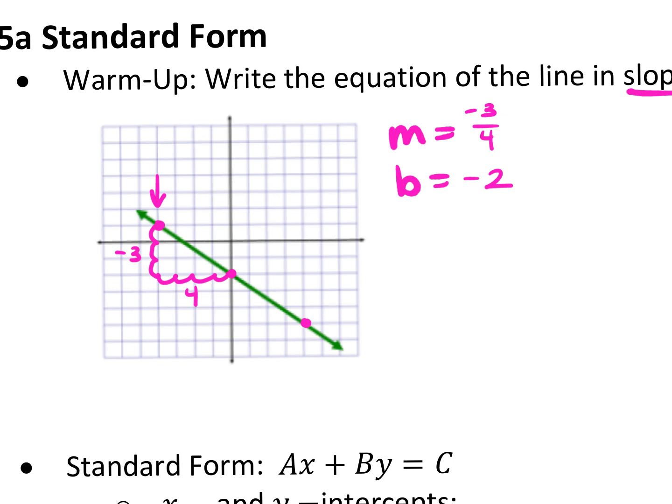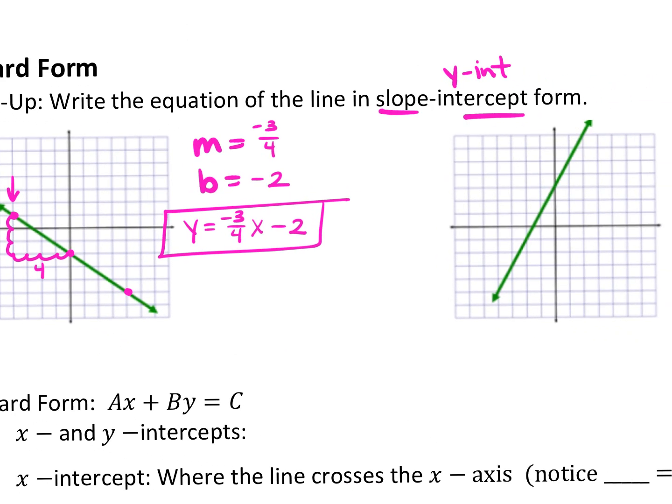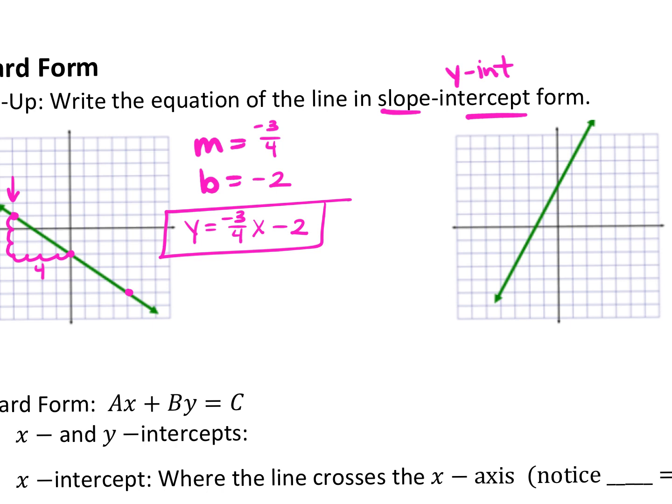Okay, so this means we have y equals -3/4 x minus 2. Remember that? Okay, so you try to do it on this one. Put that into y equals mx plus b, slope-intercept form.